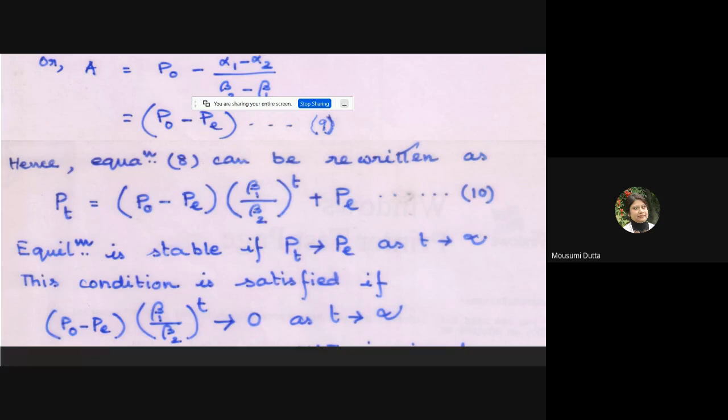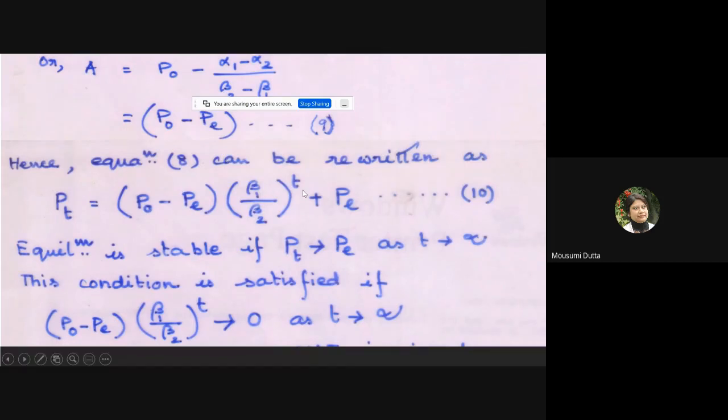So we will discuss all these possibilities. Remember that if beta 1 by beta 2 is negative, always you will get oscillation. If it is negative, you will get oscillation. Beta 1 by beta 2 may be positive. Your B value may be positive.